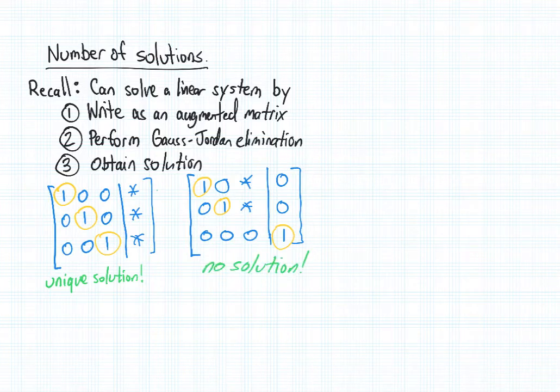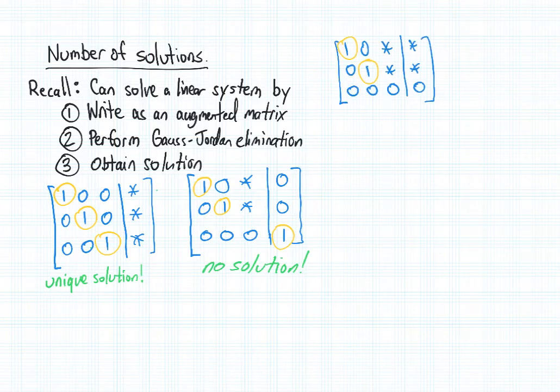So now let's look at another possibility. In this case, there are only 2 pivots. That last equation just says that 0 equals 0, which is always true, and so we can basically ignore that. And so we really just have these 2 equations. And in the first equation, you can solve for x1. In the second equation, you can solve for x2. And x3 would be a free variable. So here you would have an infinite number of solutions because you have this free variable x3 that can be anything, and that would give you an infinite number of solutions.